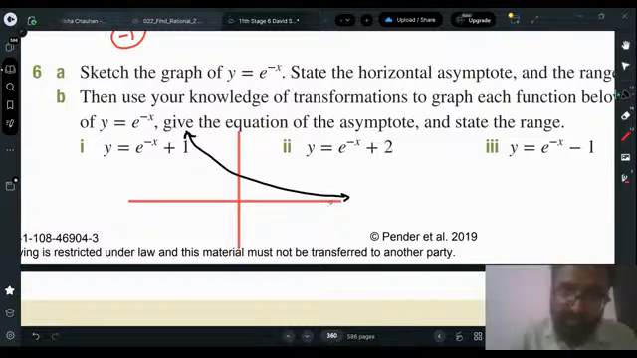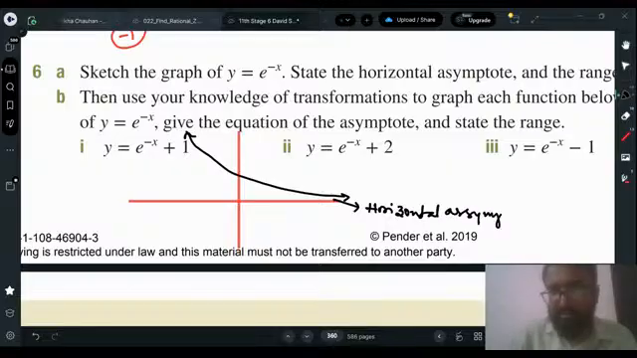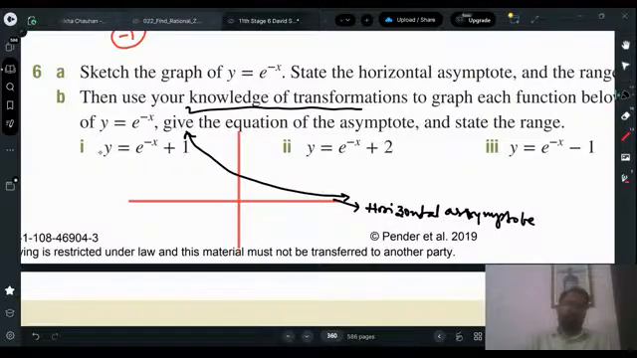X-axis, that is y equals 0. It is the horizontal asymptote. Horizontal asymptote, no vertical asymptote. That's it. Okay. Use the knowledge of your transformation. So what is it: does the graph move up, left, down or right?